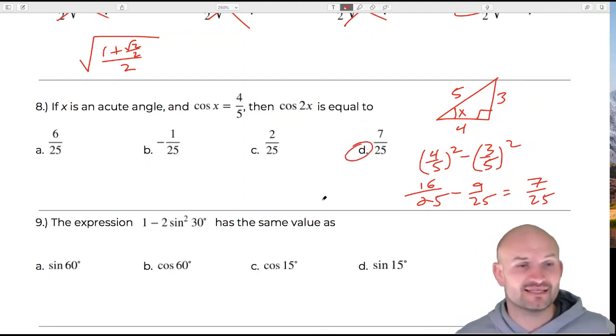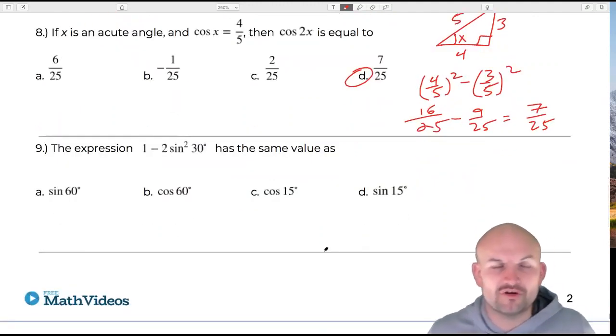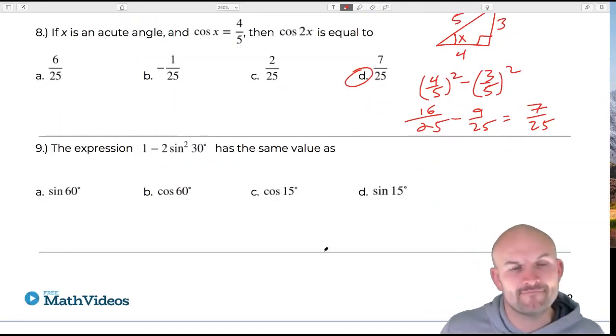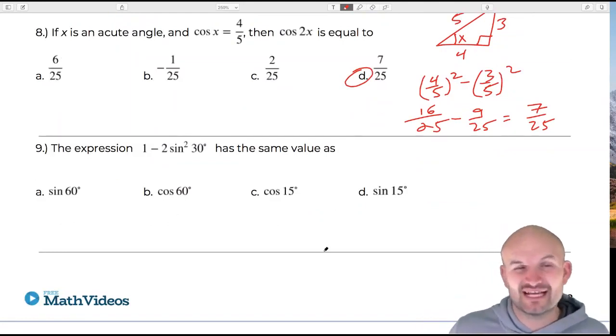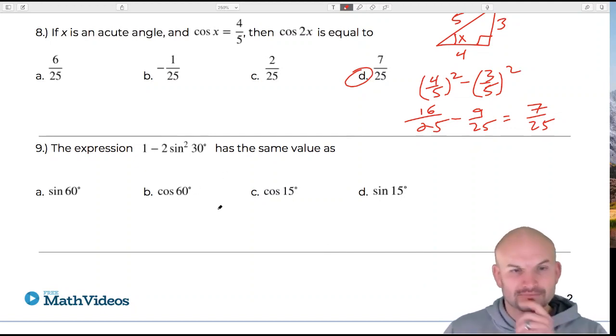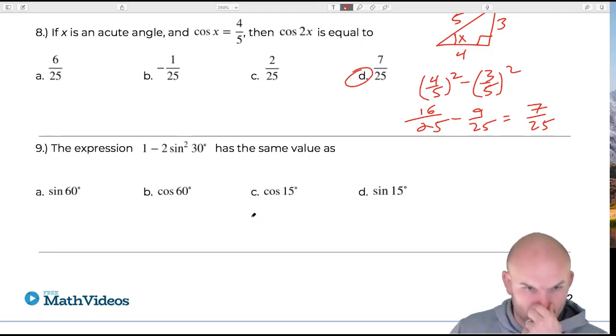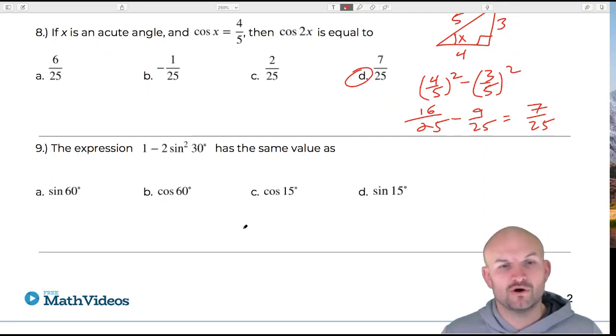All right, last but not least, guys, is the expression 1 minus 2 sine squared of 30 degrees has the same value as. Now we just need to recognize which formula this is. This is the cosine formula, the double angle for cosine. One of the more famous cosine double angle formulas is cosine squared minus sine squared, right?